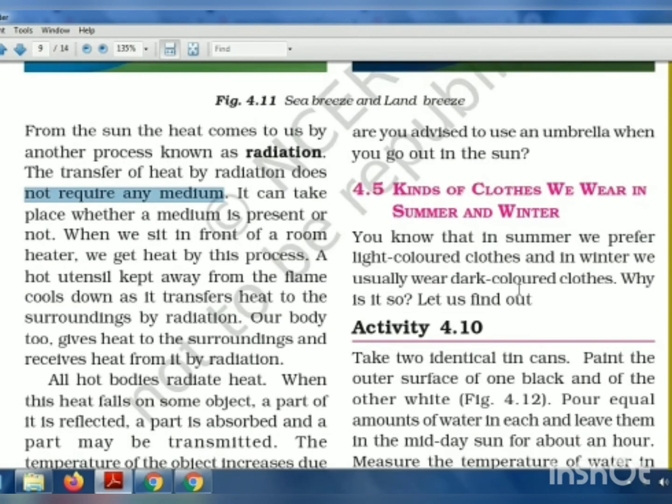So, our last topic in this chapter is kinds of clothes we wear in summer and winter. You know that in summer we prefer light colored clothes, right? In summer we try to wear light colored clothes, and in winter we usually wear dark colored clothes. Why is it so? Why do we wear such types of clothes in winter? Different types of clothes in winter and different types of clothes in summer.